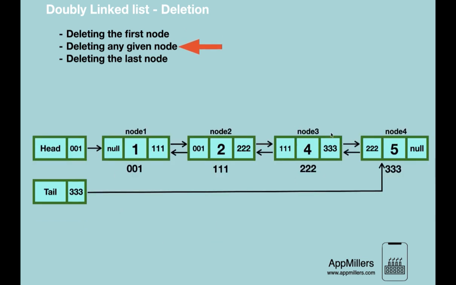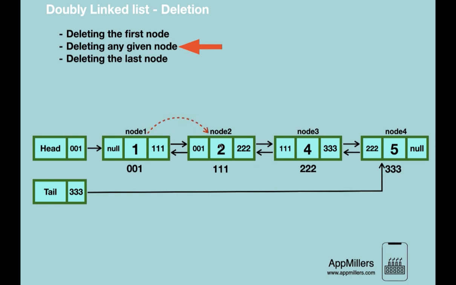Let's say we want to delete node 3 from this double linked list. So here we need to find the node before this node, and we need to create a link between this node over here and with this node over here. So how do we do this? To find the node which is before node 3, we need to traverse from node 1 until we find the node before node 3.